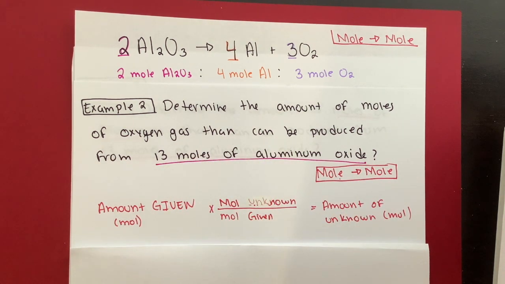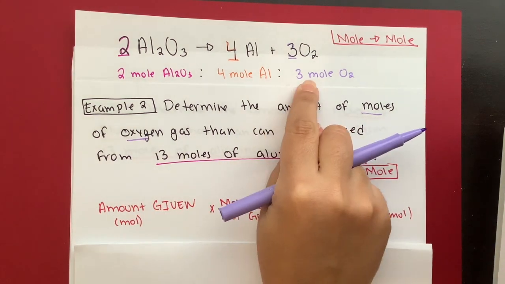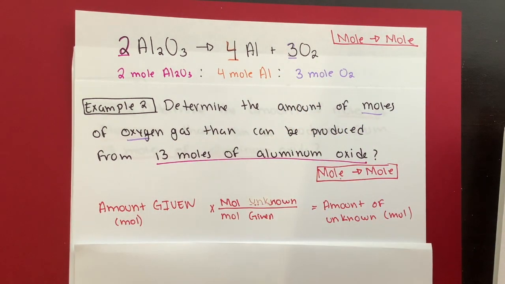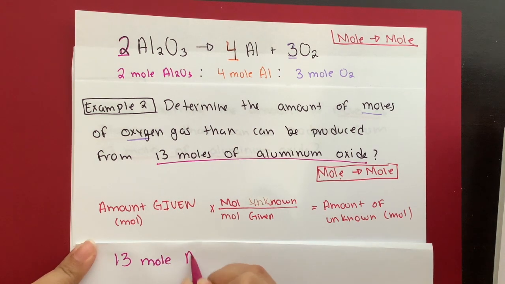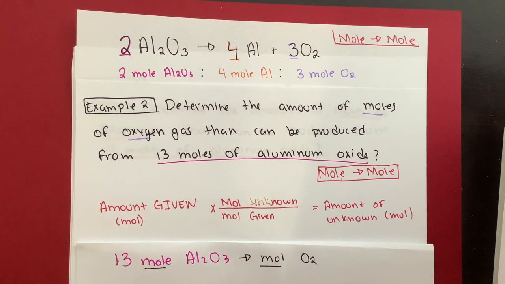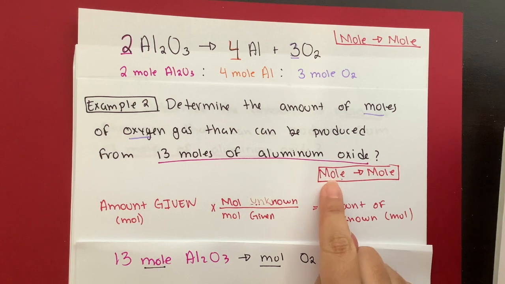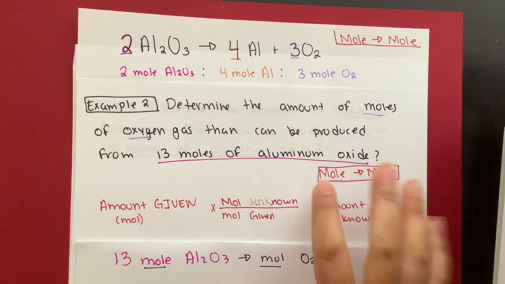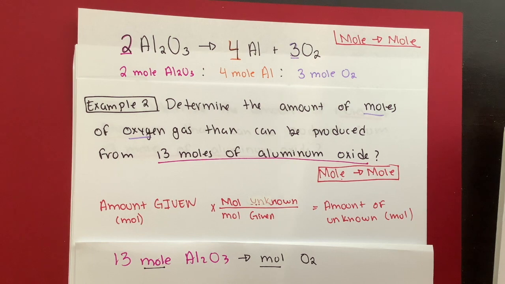But now they're asking us to find the moles of oxygen. Okay? So for this type of problem, again, they're giving us 13 moles of aluminum oxide, and they want us to find moles of oxygen. They're giving us the information in moles. They want us to find moles of another compound. So this would be a mole to mole problem. These type of problems are the easiest because it's just a one-step process.